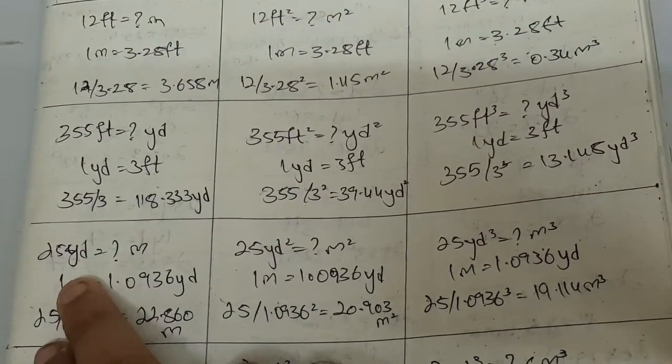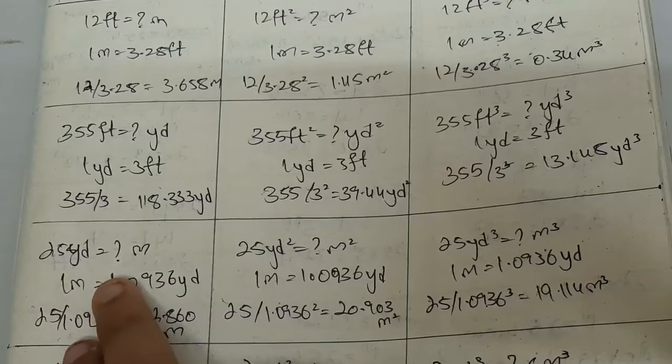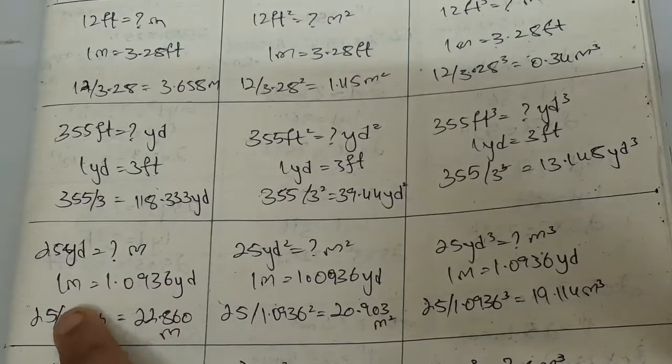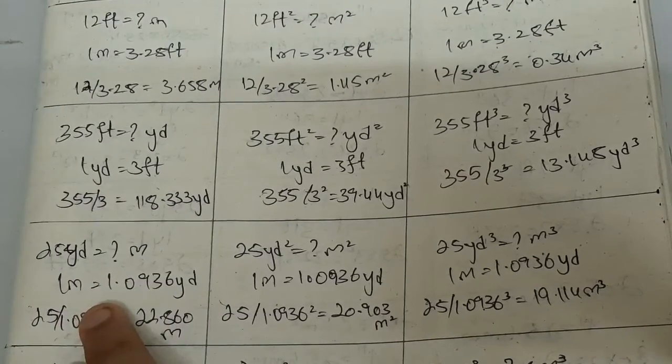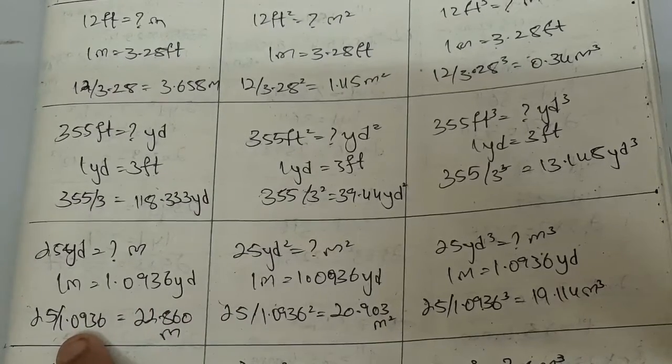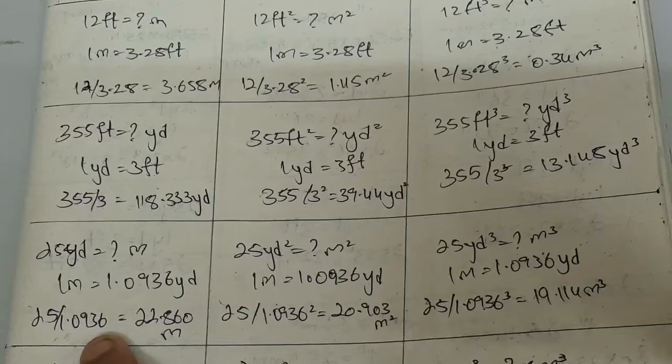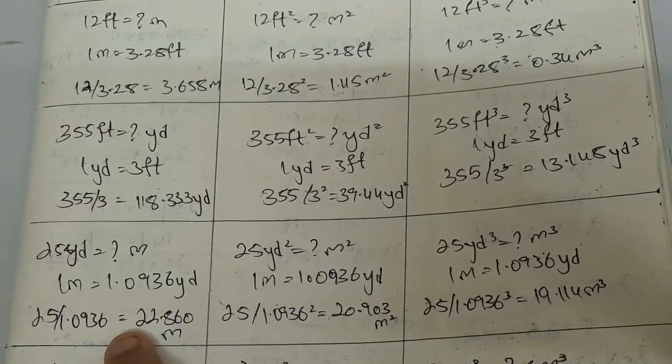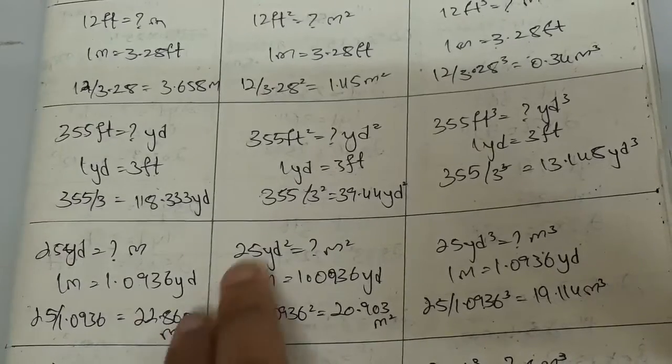Now coming to our next problem, 25 yards is equal to how many meters? Since 1 meter is equal to 1.0936 yards, 25 divided by 1.0936 is equal to 22.860 meters.